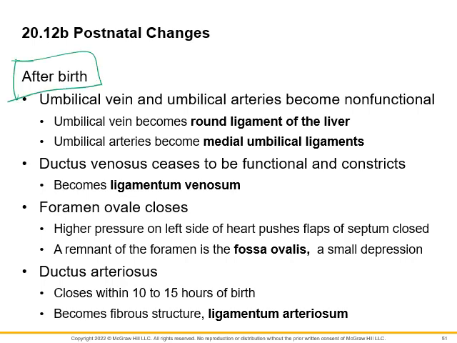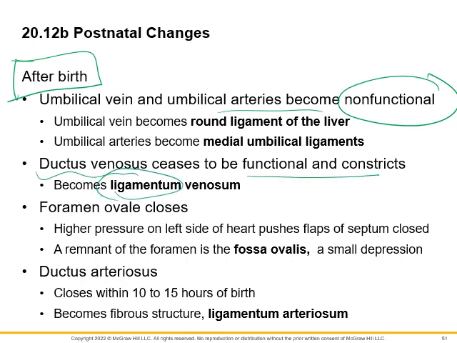So the umbilical arteries and veins become non-functional, right? The child has been born, there's no longer a placenta. The ductus venosus ceases to function and constricts, and then we call it a ligamentum. Then the foramen ovale closes, it's a fossa ovalis. Ductus arteriosus closes, and again we have this fibrous ligamentum structure.